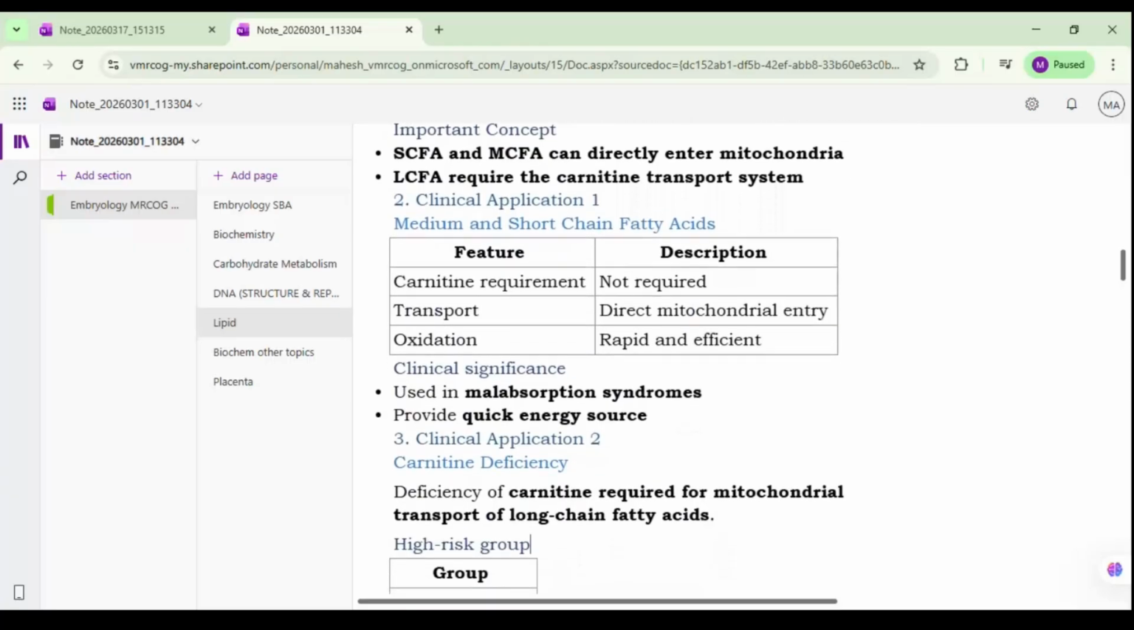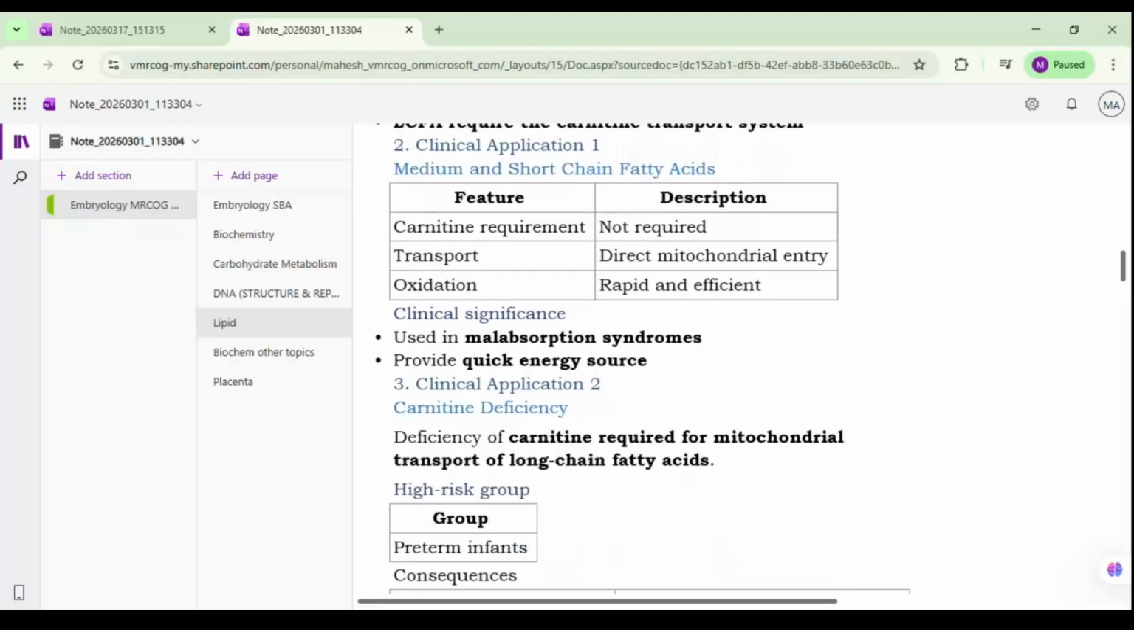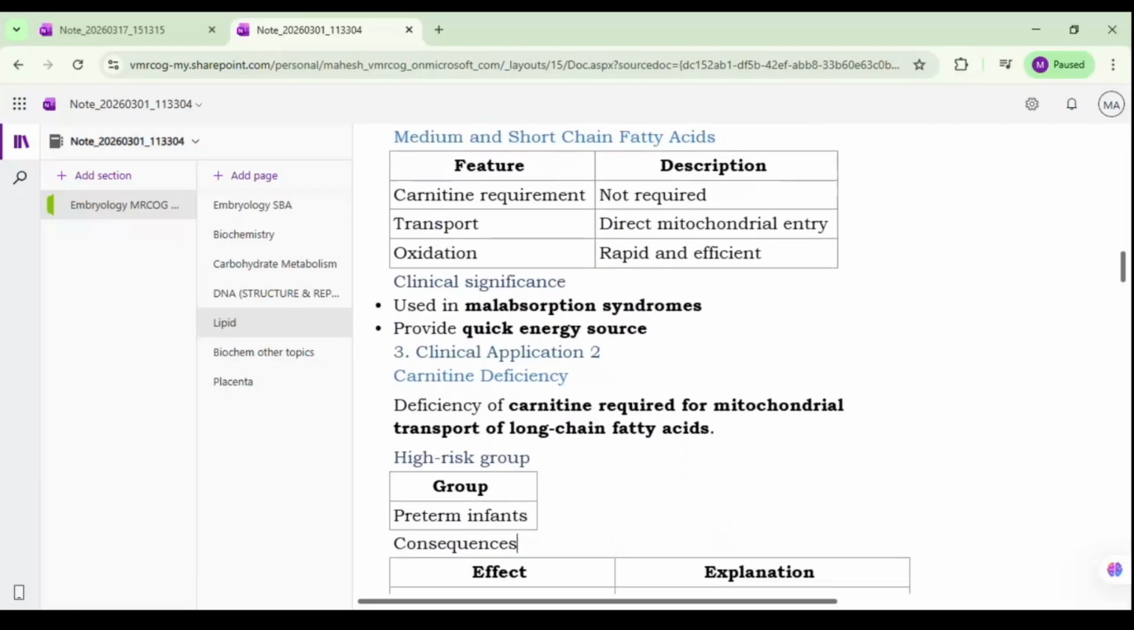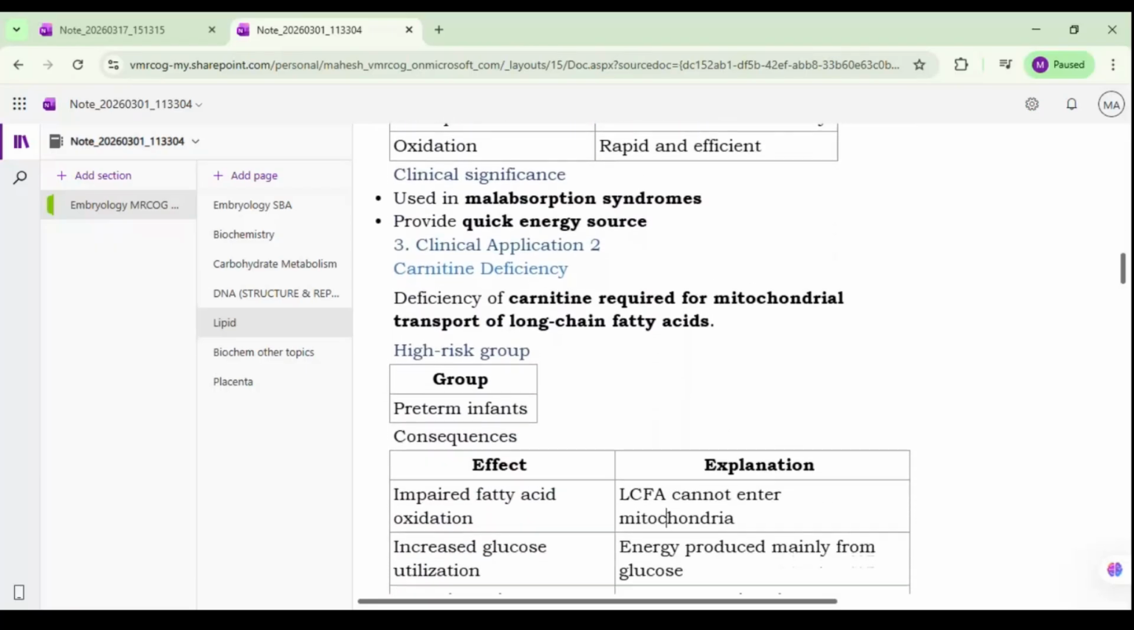Okay. Now another application is the carnitine deficiency. If there is a deficiency of the carnitine, which is required for the mitochondrial transport of long chain fatty acids, the high risk group which has the deficiency of carnitine is preterm infants.